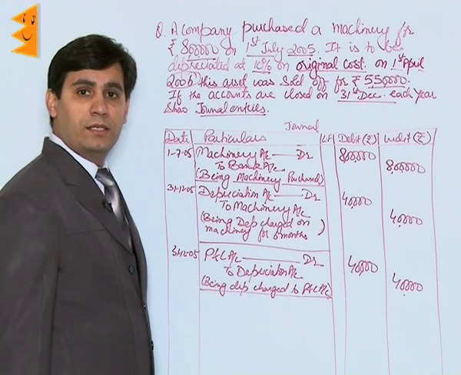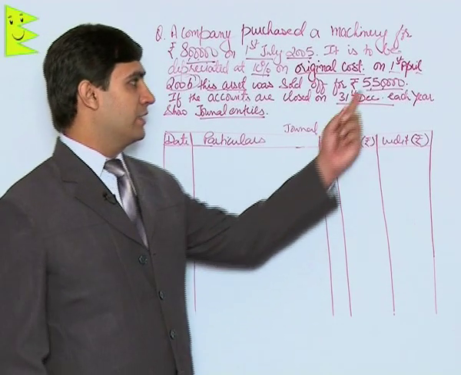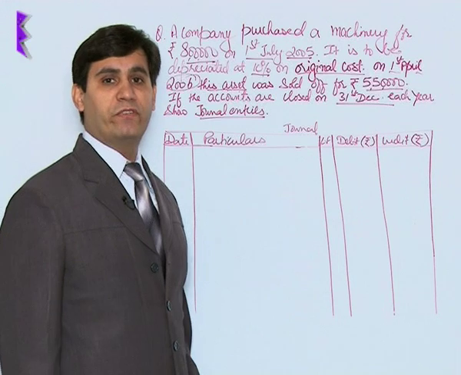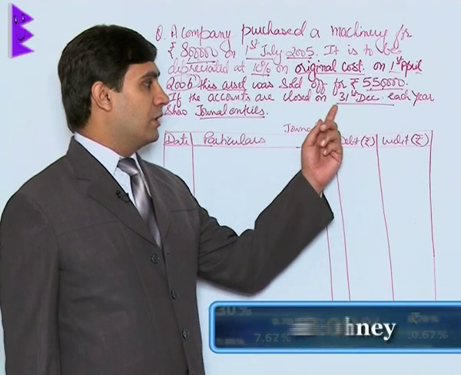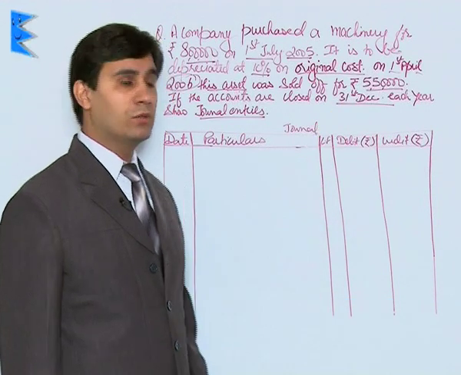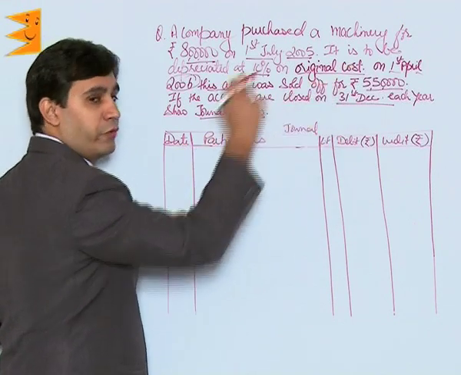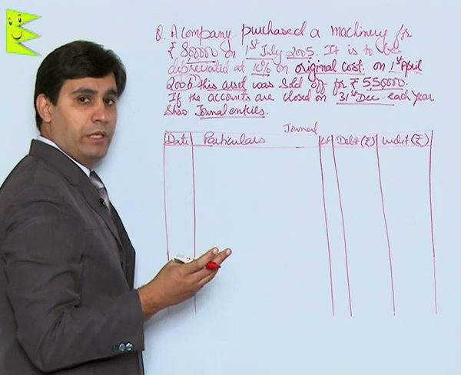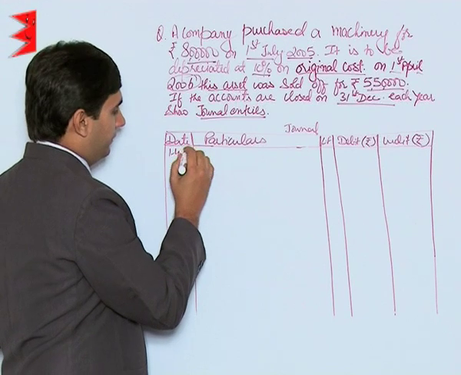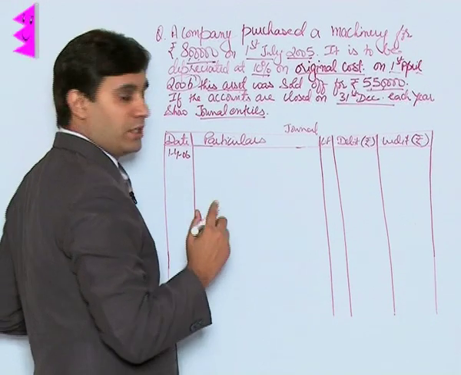Coming to year 2006. Now in this year, it is clearly mentioned that on 1st April 2006, this asset was sold off for rupees 5,50,000. Now students, the year is beginning on 1st January, as the previous year was closed on 31st December 2005. So this asset has been used for 3 months, that is January, February and March. So on 1st April 2006, the first entry would be to charge depreciation on this machinery.